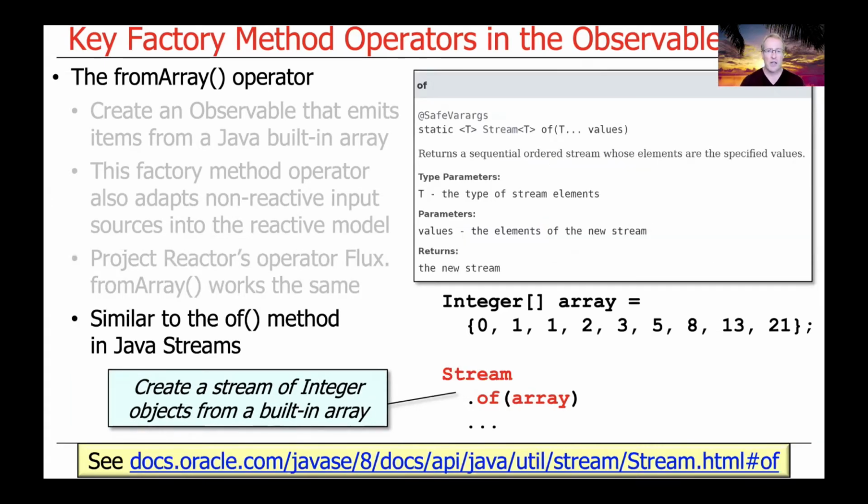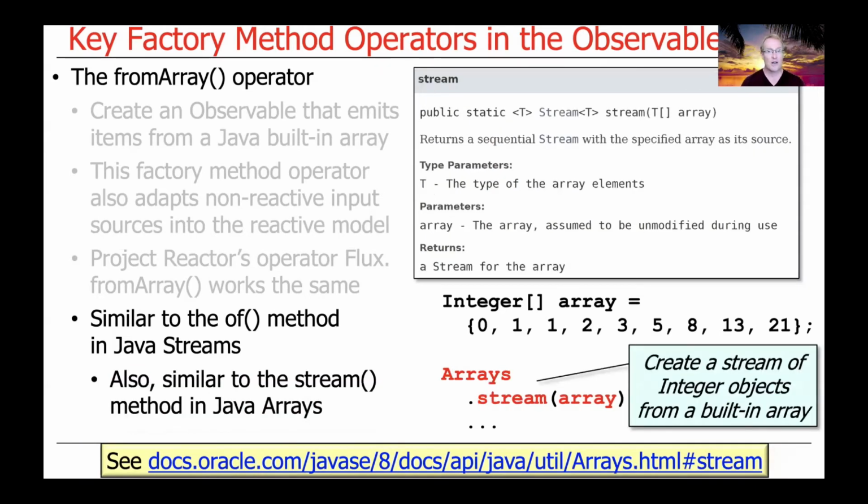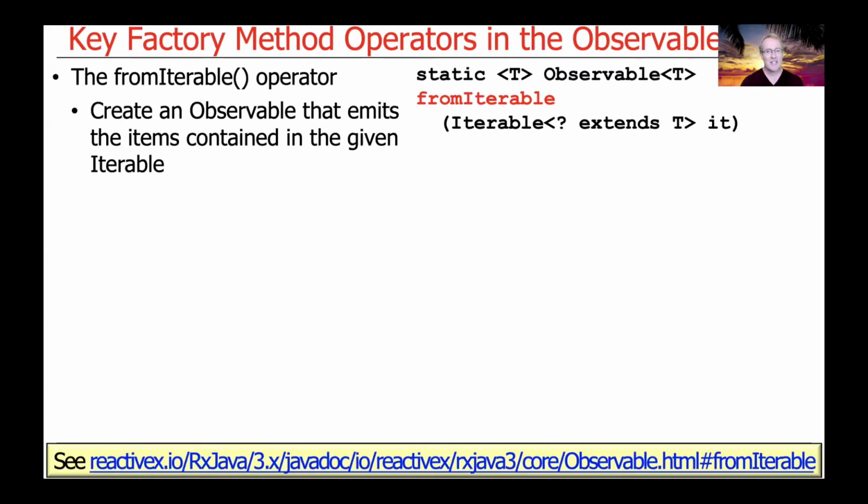This is very similar to the of method that's defined in Java streams. You can see here how we're using Java streams stream.of in order to create a stream of integer objects from a built-in array. Likewise, there's also an Arrays class that can be used with Java streams via the stream factory method operator, which goes ahead and creates a stream from, once again, an array of integer objects, shown in this case.